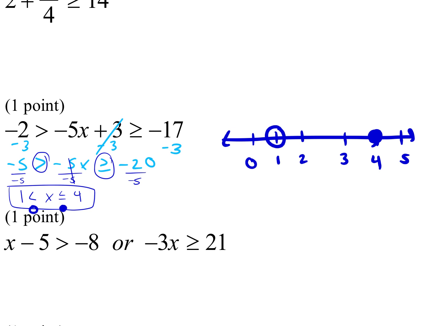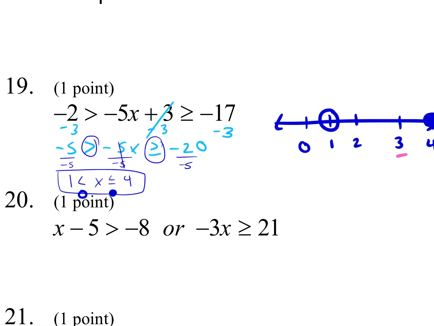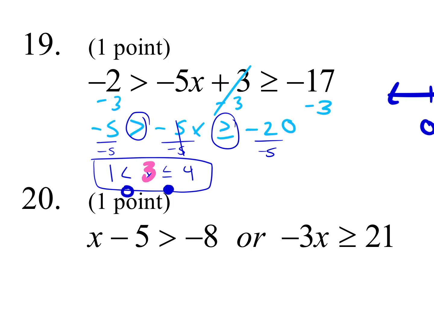Now we want to figure out if we're going to shade in between these two numbers or outside. So I want to plug in a point to figure out where I'm going to shade. What's a number that I could plug in? Just anything besides 1 or 4. So sure, let's plug in 3. So I put 3 into the x.